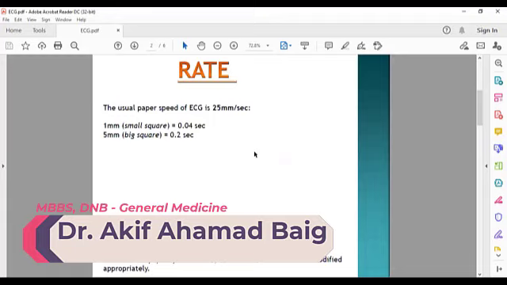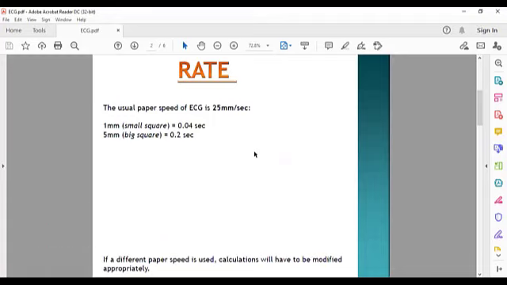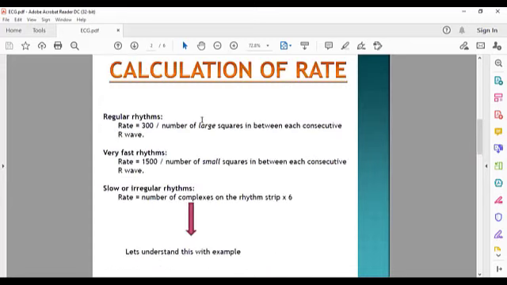So basically, see the usual paper speed of ECG. Whenever you take an ECG, the normal speed which is set is 25 millimeters per second, and normally we take it for around 10 seconds. So if we calculate according to that, 1 millimeter is equal to 0.04 second or 40 milliseconds. That is one small square, and one big square is 5 mm, which is equivalent to 200 milliseconds. So if a different paper speed is used, calculations are made differently.